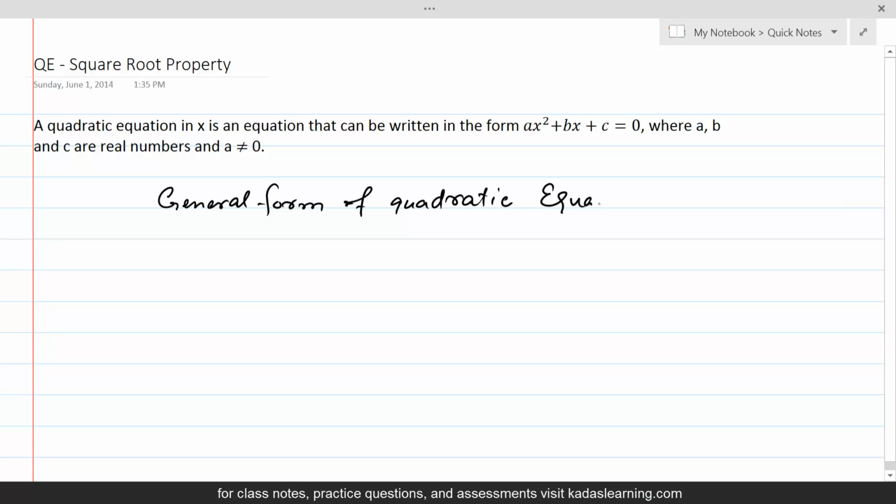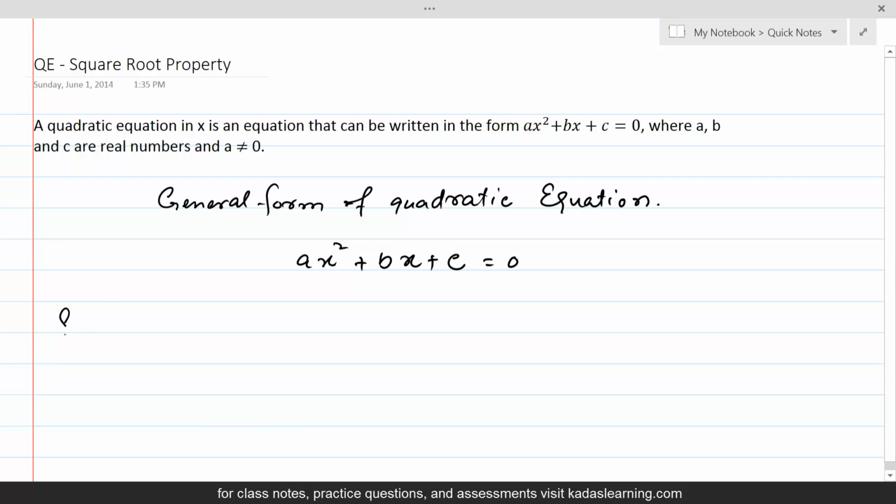We will use different methods to find such values of x which will satisfy this relation ax squared plus bx plus c equal to 0. This is a typical form of the quadratic equation. Now, in order to find the solution, we mean finding the values of x which can satisfy this relation. The first method that we are going to study is the square root property.